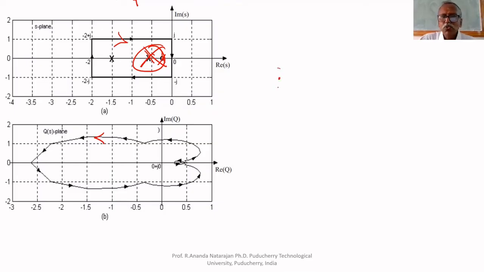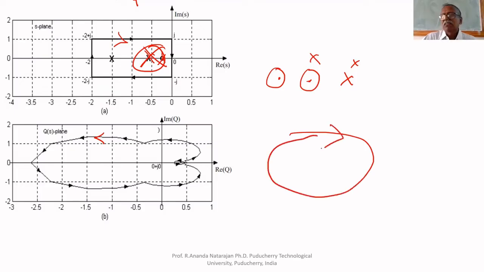Suppose I am having two zeros inside and one pole. What will happen? One pole and one zero get cancelled, and the difference is only one extra zero. That's why it will encircle the origin in the clockwise direction. That is the fundamental for the Nyquist plot.